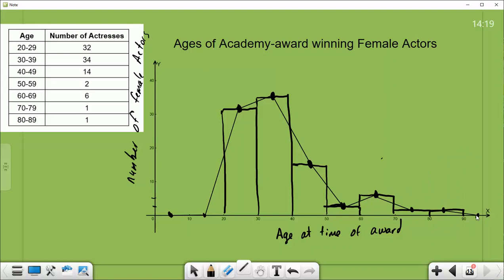Now, typically, you're not going to draw these by hand. It's nice to be able to do one by hand just to see the process. But a lot of software, especially statistical software, has built-in features where you can just say, okay, make a histogram from this chart, and you just click the button, and the chart magically appears. Excel is really good at that.